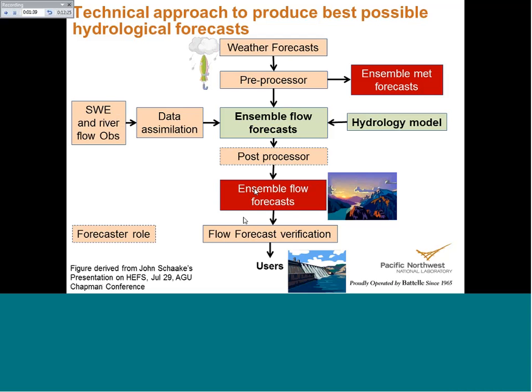So once we have our flow forecast, before we can provide it to the user, here this is our seasonal component, for example, we do a flow forecast verification. The flow forecast verification is where you perform a retrospective data set, and you want to assess what is the actual skill of your forecast.